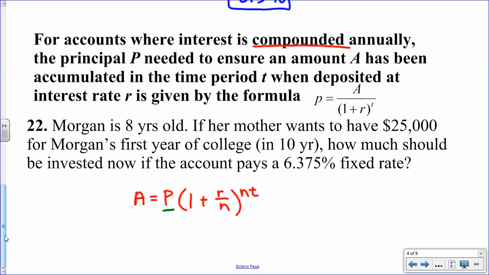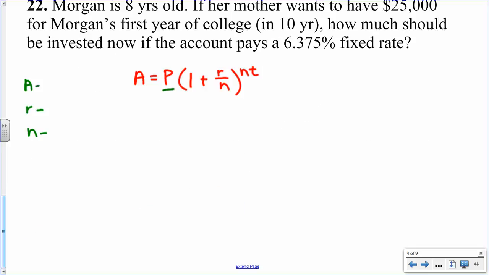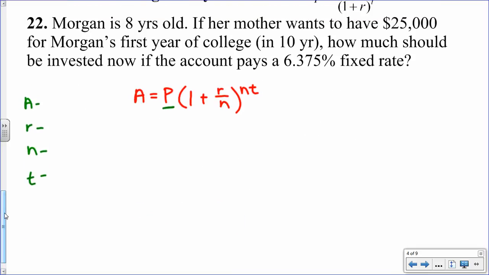So I need numbers for A, R, N, and T. So how much do I want to have? What do I want my final amount to be? 25,000. What's the rate as a decimal? So you have to make sure to change it to decimal form. I mean, there is a decimal point, but this is still percent form. So you have to make sure you move it to the left 2 places.